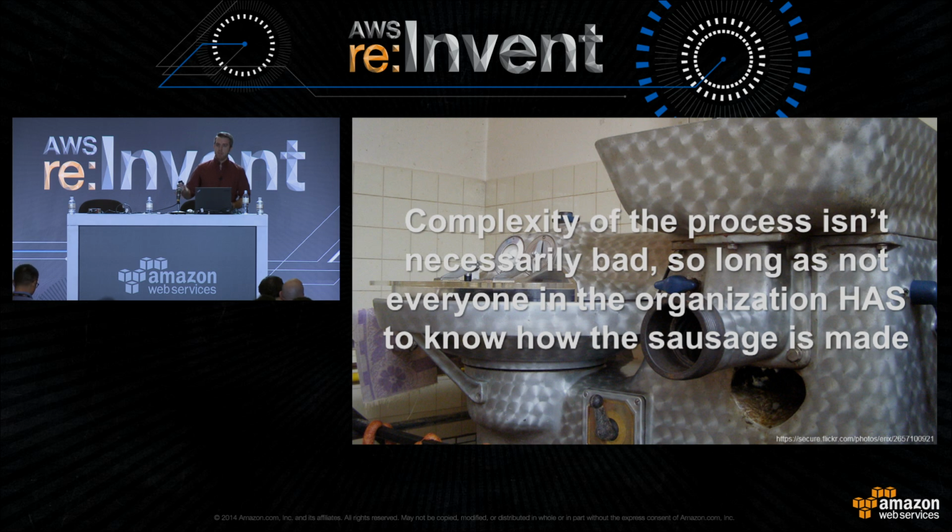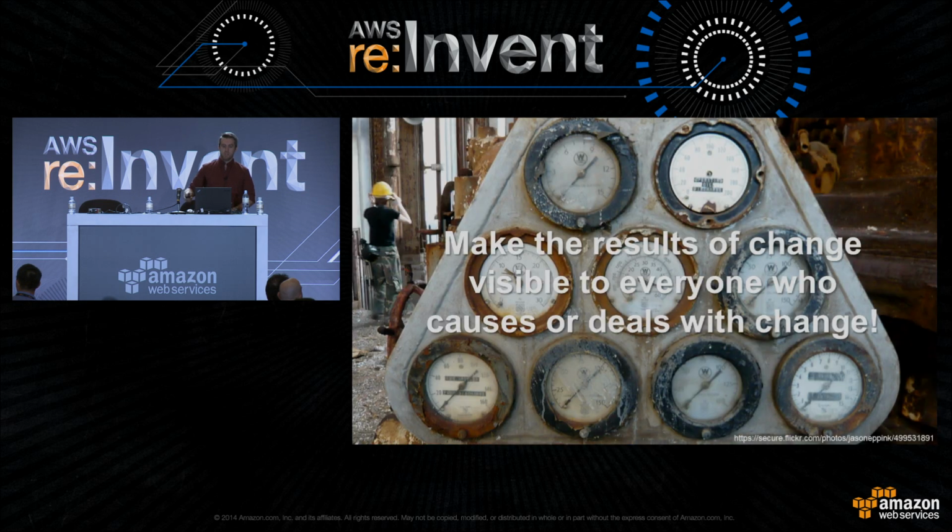And then again, you don't necessarily need to chase complexity out of the process, right? This is a complex thing that we're talking about. There's going to be complexity. But we don't have to have everyone in the organization know how the sausage is made. We just want to give them the sausage on a plate, have them enjoy it, and continue on with their day. That said, though, we still want to make sure that they understand the results of their actions.